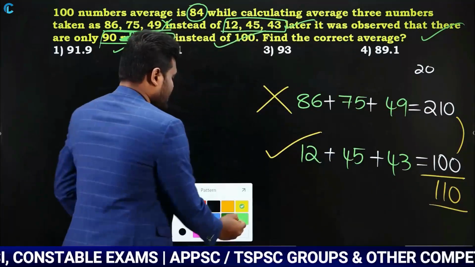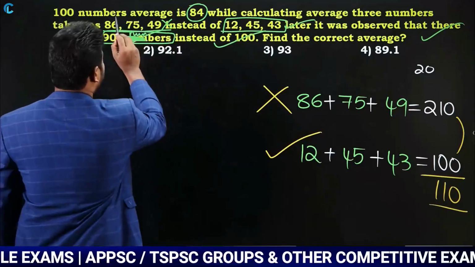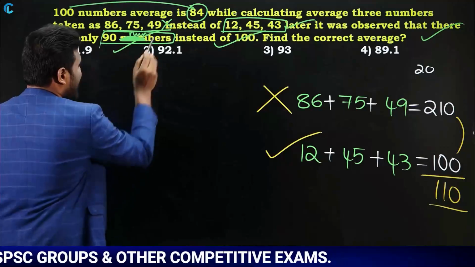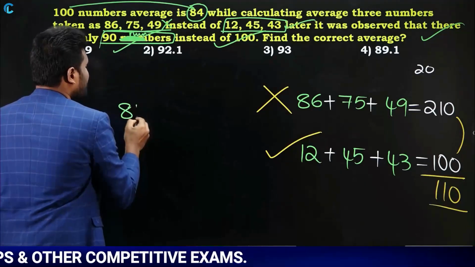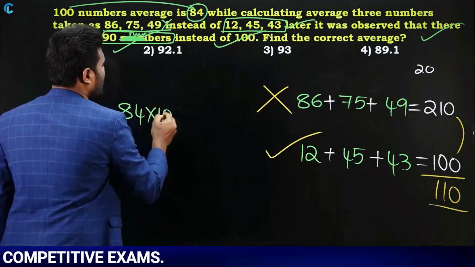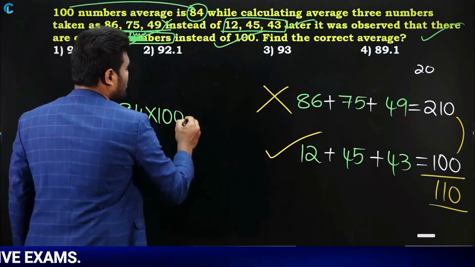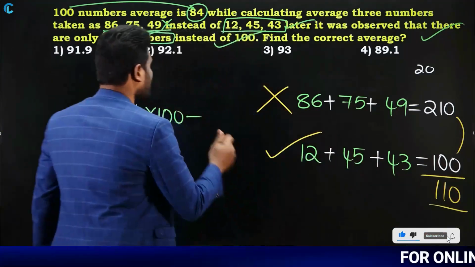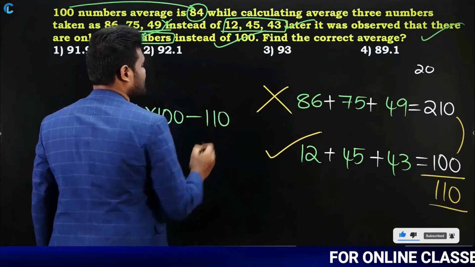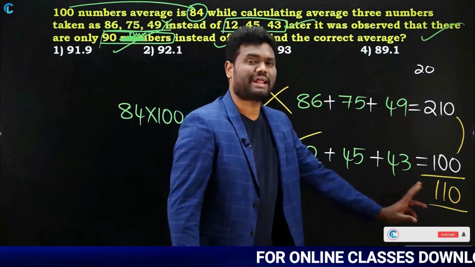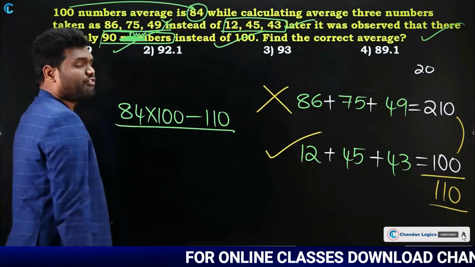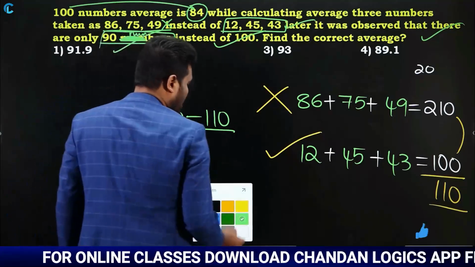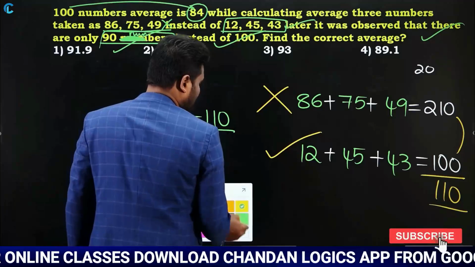Let us calculate. The actual sum of 100 numbers: as the average is 84, the sum is going to be 84 into 100. From this you need to subtract how much? 110. Why? Because we are getting a 110 difference and the wrong value is more, so subtract 110. Divided by the number of numbers, which is only 90. There are not 100 numbers. This is mentioned in the question clearly.